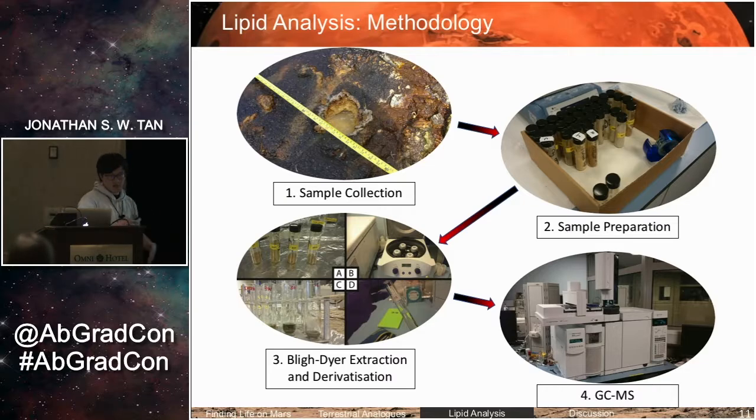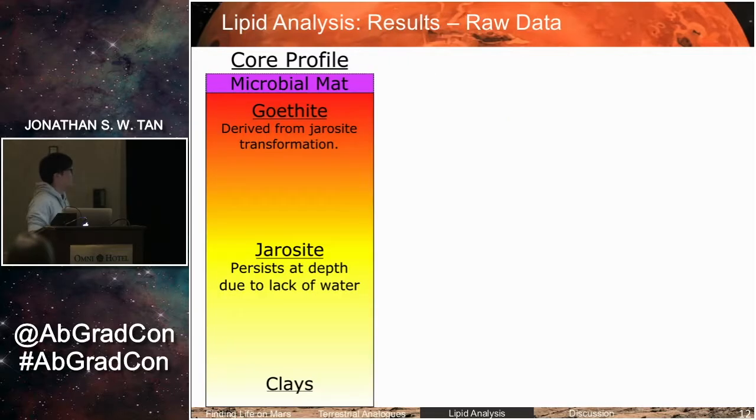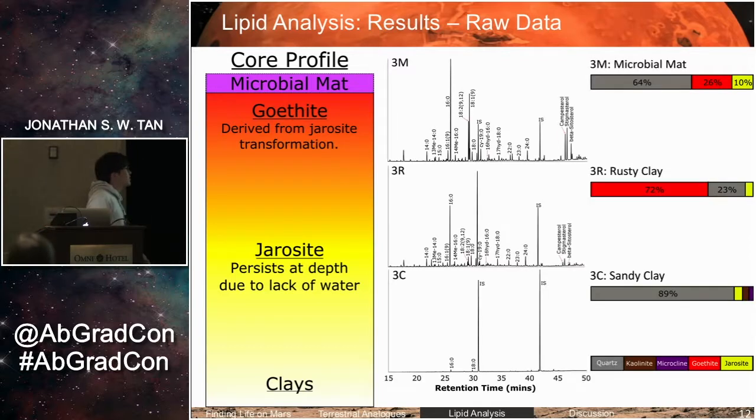Now, before I show you this GCMS data, let's take a look at what a core profile would look like in this sulfur stream. So at the very top, you have your microbial mat. Beneath that, you have a goethite layer that slowly transitions into jarosite. And at the very bottom, you have clays. So this is the GCMS data, where 3M represents a microbial mat sample, 3R represents a goethite sample, and 3C represents a clay sample.